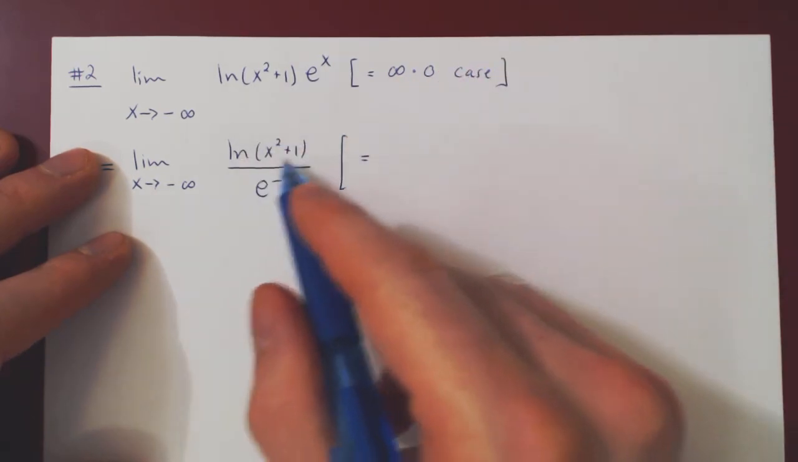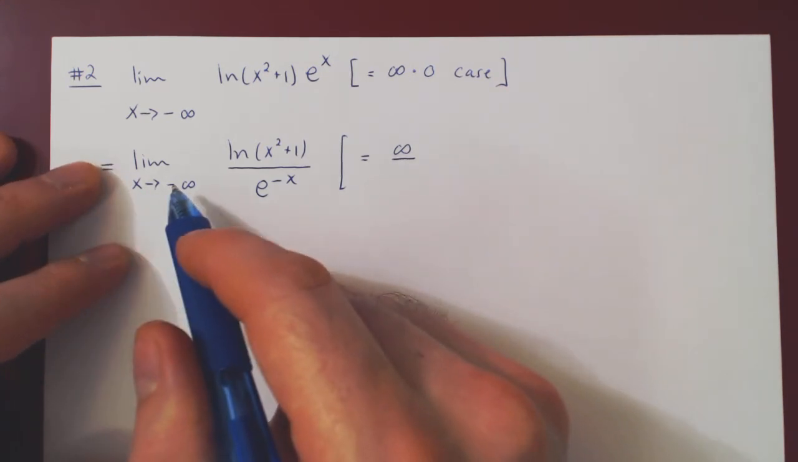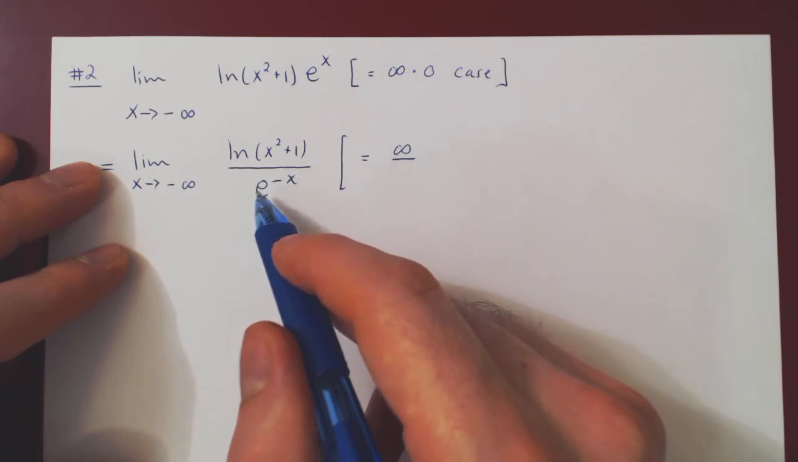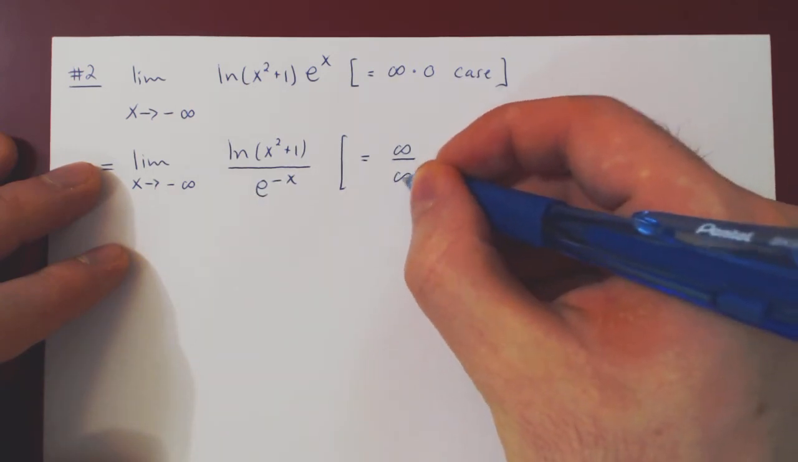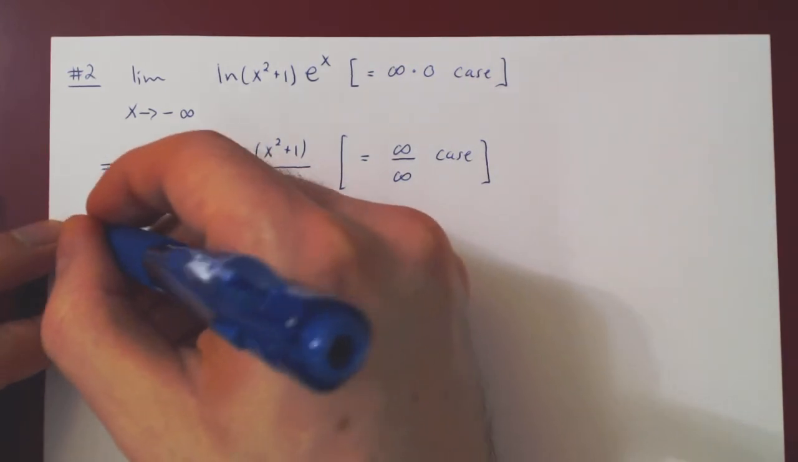So we already know that this term goes to infinity, over, now as x goes to negative infinity, negative x goes to positive infinity, and e to the positive infinity is positive infinity. So we can now apply L'Hopital's rule.